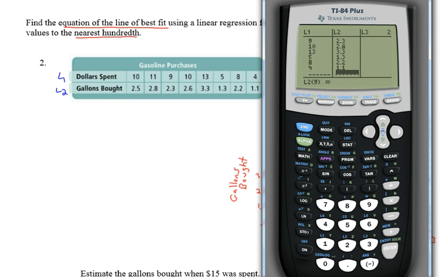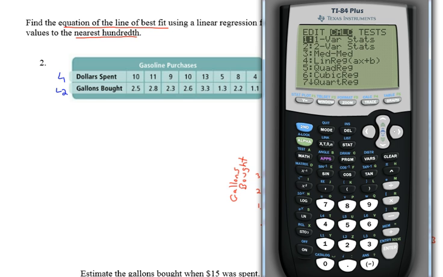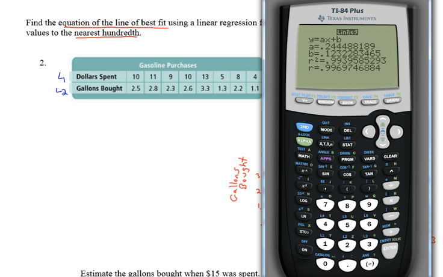Once you have your data in the table, we're going to hit the Stat button again. This time we're going to go over to Calculate, and we're going to calculate the linear regression. We're using L1 and L2 for our variables, so we're going to go down to Calculate. And this time, notice that our R value is already there, because once I turn the diagnostics on, I don't have to do it again. So we have the general form of a linear regression, AX plus B. This time it tells us that A is 0.24, because remember we're rounding our values to the nearest hundredth. And our B is 0.12.